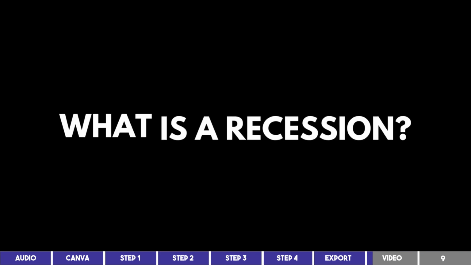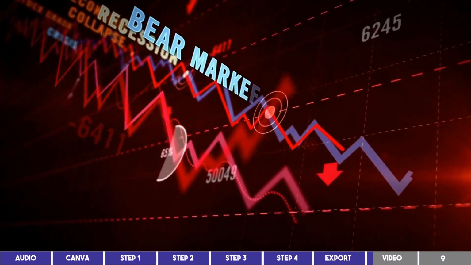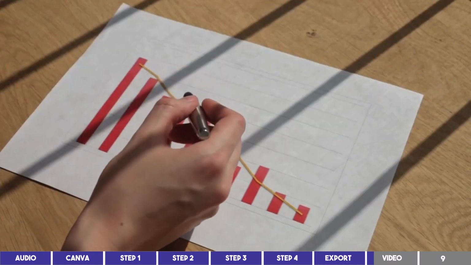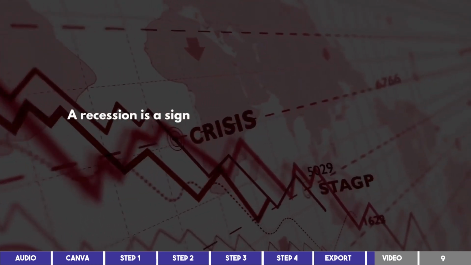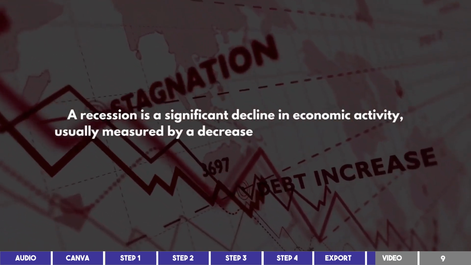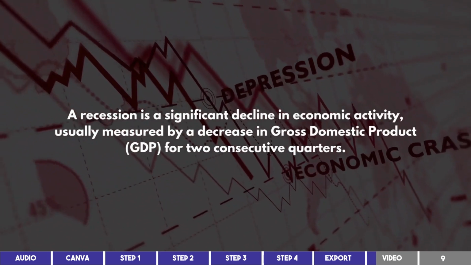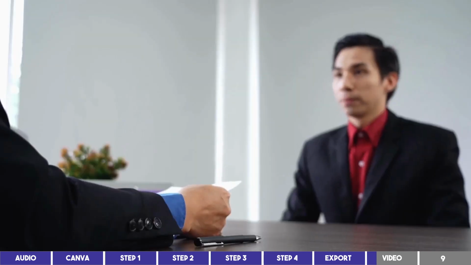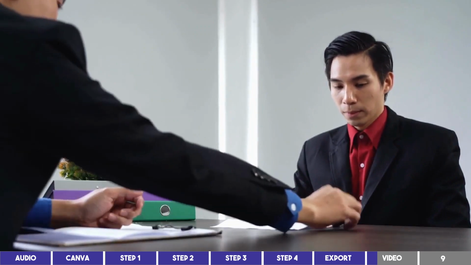What is a recession? Before we dive into the strategies on how to make money during a recession, it's important to understand what a recession is and how it affects people. A recession is a significant decline in economic activity, usually measured by a decrease in gross domestic product, GDP, for two consecutive quarters. During a recession, businesses struggle to make profits, leading to layoffs and a decrease in spending, which can have a ripple effect on the overall economy.